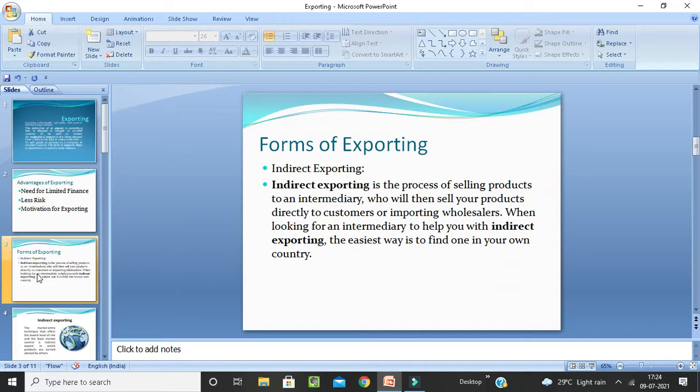Indirect exporting is a process of selling products to an intermediary. Intermediaries, middle people, who will then sell your products directly to customers or importing wholesalers. When looking for an intermediary to help you with indirect exporting, the easiest way to find one is in your own country.